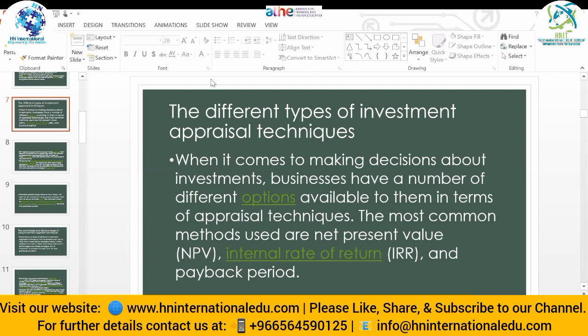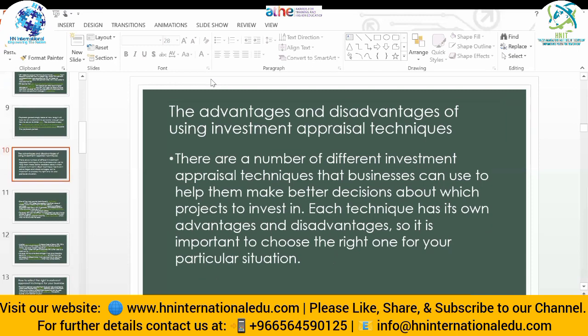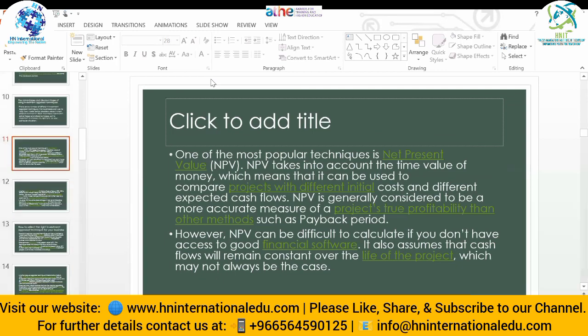Okay. Now there are different types of investment techniques. Again, it is the same thing. NPV, internal rate of return, and the payback period. Now, the advantages and disadvantages of using the investment appraisal techniques. There are a number of different investment appraisal techniques that businesses can use to help them make better decisions about which projects to invest in. Each technique has its own advantages and disadvantages. Obviously, NPV has its own, IRR has its own, and so on.